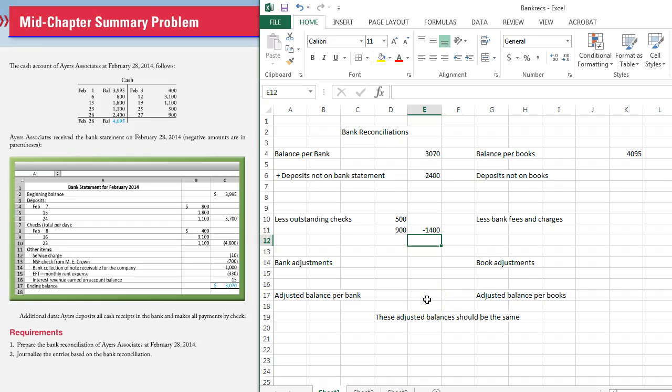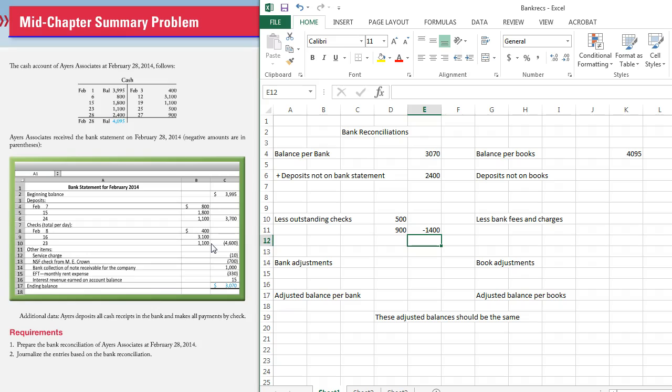Had the bank made an error on the check, say for example, this one check for $1,100, if we looked at the bank statement and it said $11,000, wow, that would be probably, or hopefully, that would be a bank error.